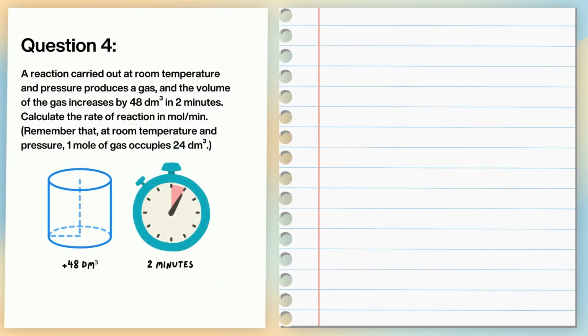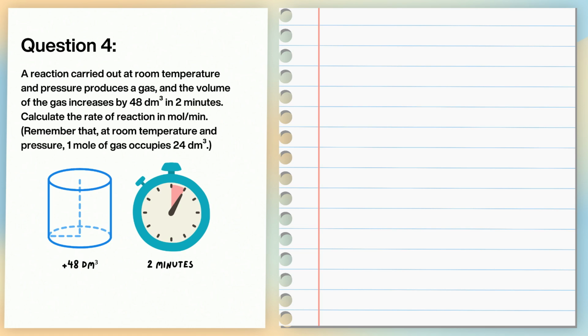Let's look at one last question. Question 4. A reaction carried out at room temperature and pressure produces a gas, and the volume of the gas increases by 48 cubic decimeters in 2 minutes. Calculate the rate of reaction in moles per minute. Remember that, at room temperature and pressure, 1 mole of gas occupies 24 cubic decimeters. Pause here to have a go.